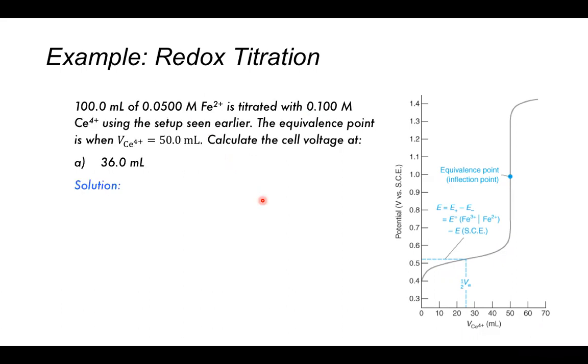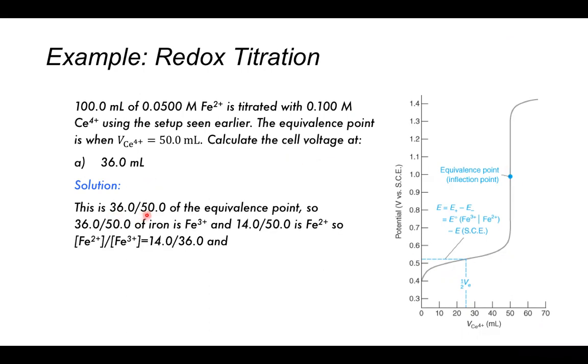Part A is 36 milliliters of solution added. So this is going to be 36 over 50 of the equivalence point, so it's about 72% of the way to the equivalence point. That means that a fraction, basically 72%, is iron 3+, and about 28% is iron 2+. How is it 28%? How is it 72%? Just multiply by 2 and you'll get the percentage, because it's base 50 and base 50.